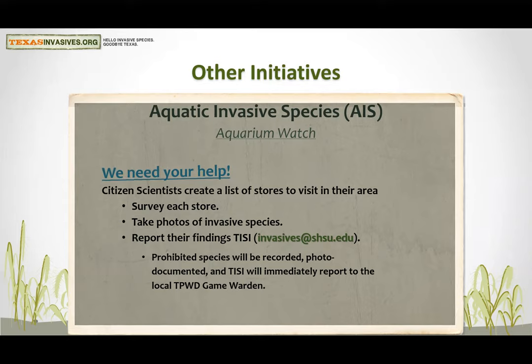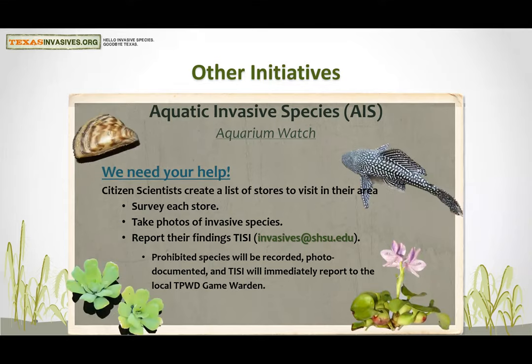We want to look at aquarium stores to see if they are selling aquatic invasive species that they are not supposed to be selling. This does not require any confrontation on your end. All we would need you to do is go to a store. First contact us, and we'll send you a list of species to look for. You would let us know what stores you're going to check out, and then you would just update.